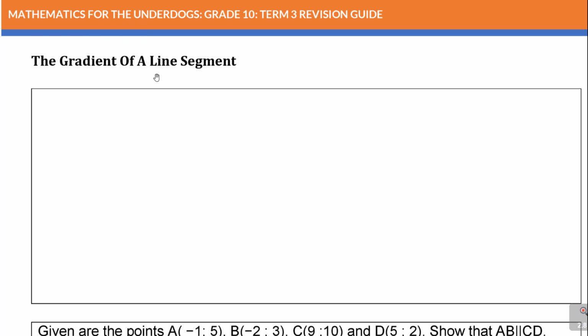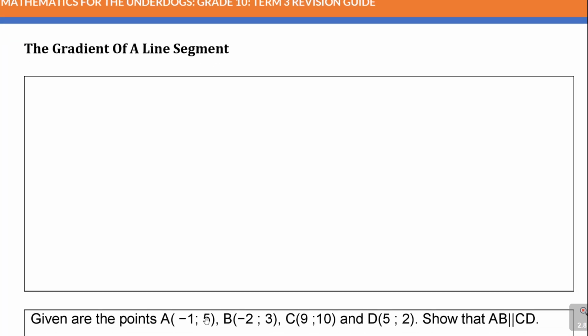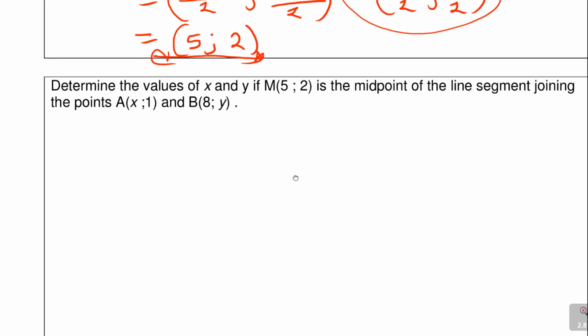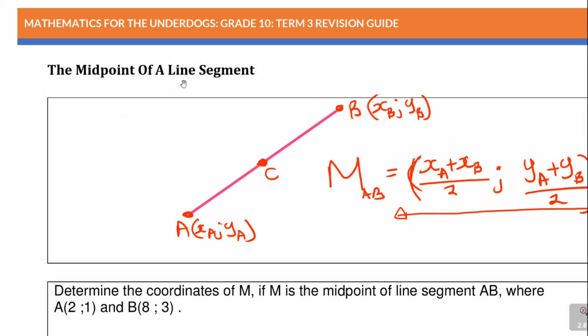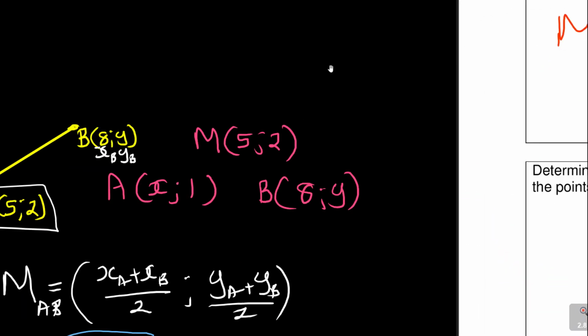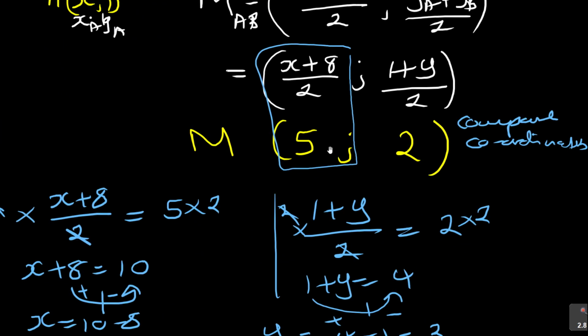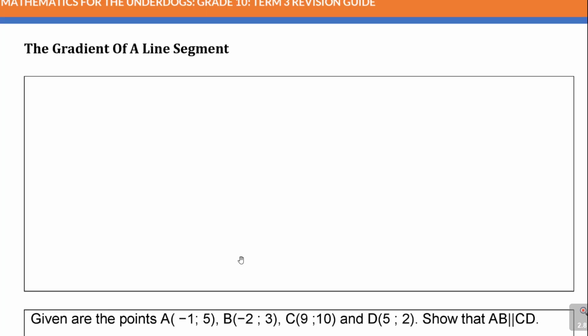We're looking at analytical geometry, and I've already done the previous lesson. As you remember, we were looking at the midpoint, and we did a few calculations when looking at the midpoint of a line. I encourage you to grab hold of the previous video. Now we're looking at the gradient of a line.